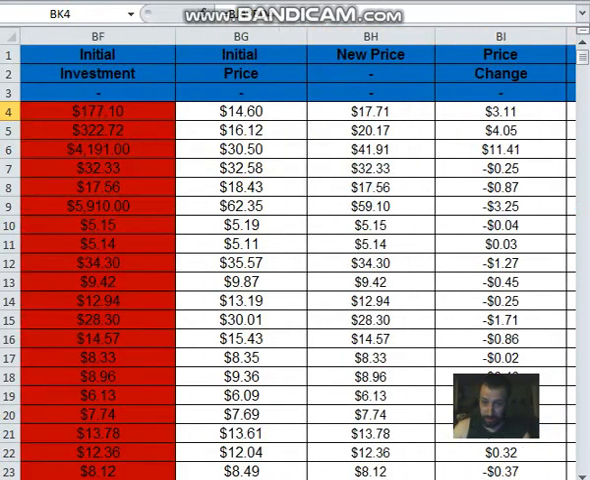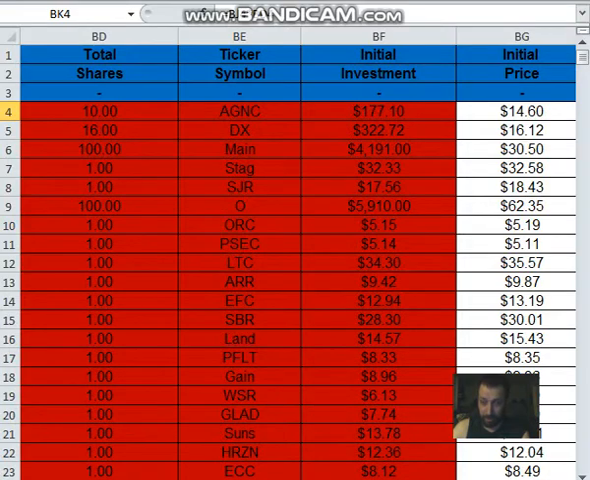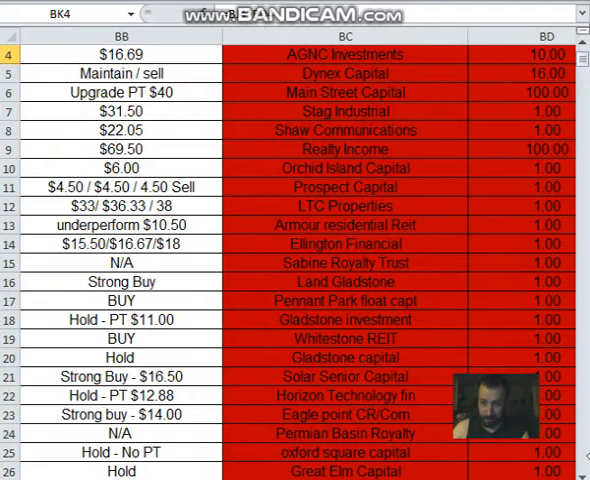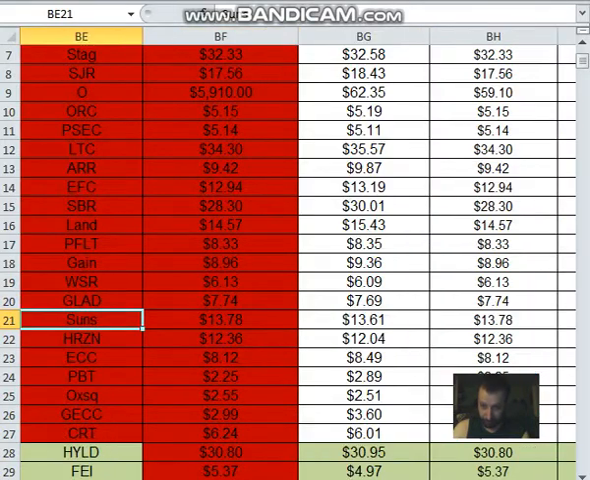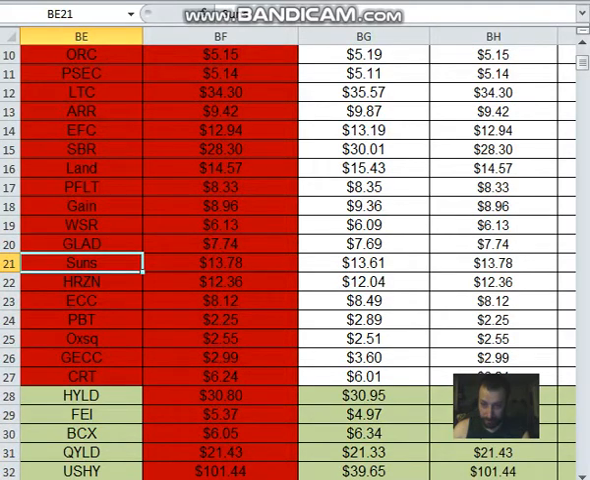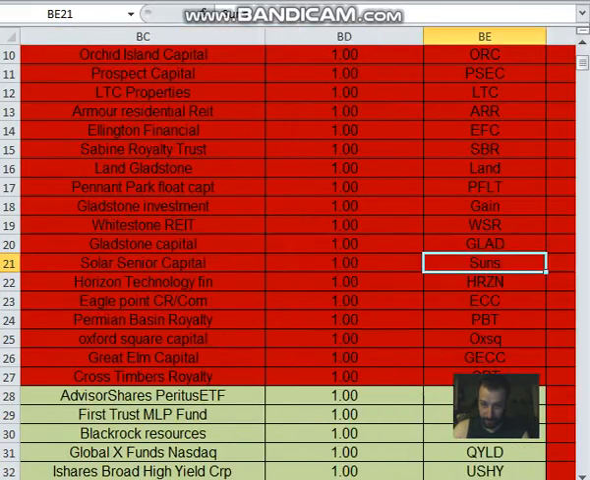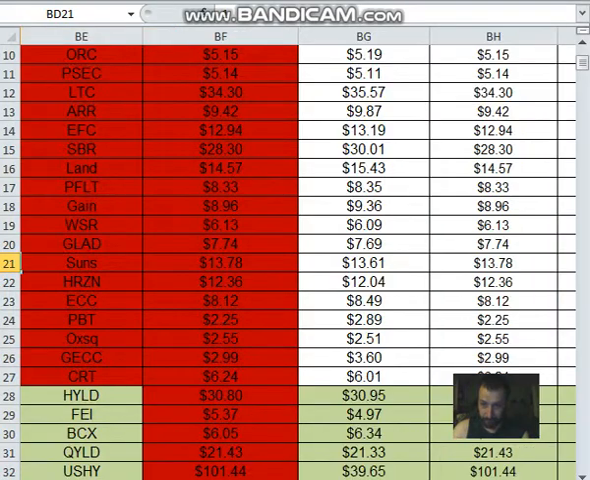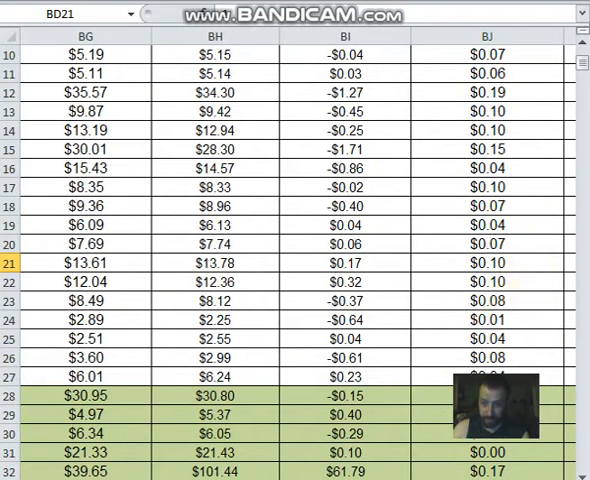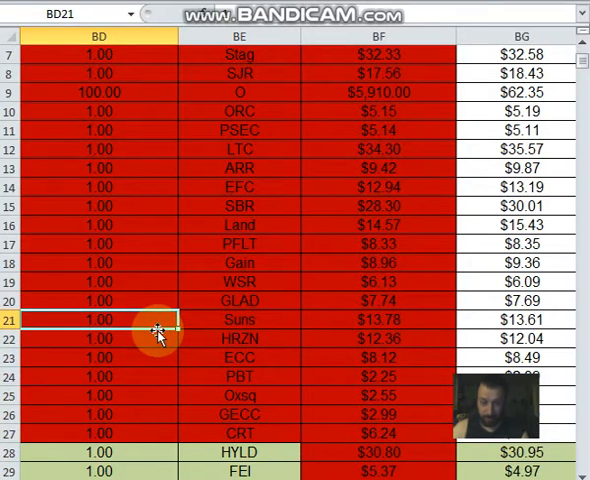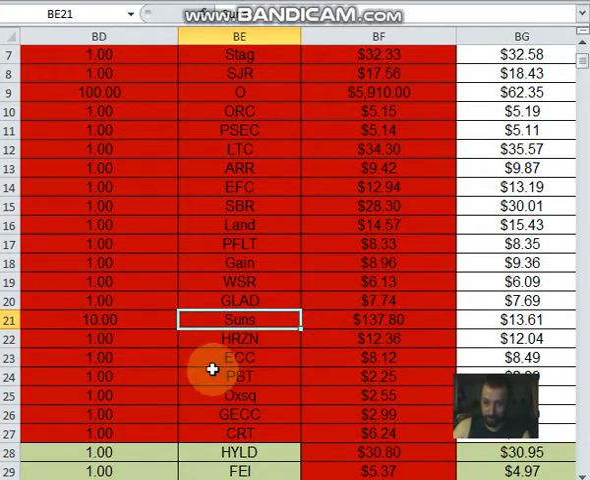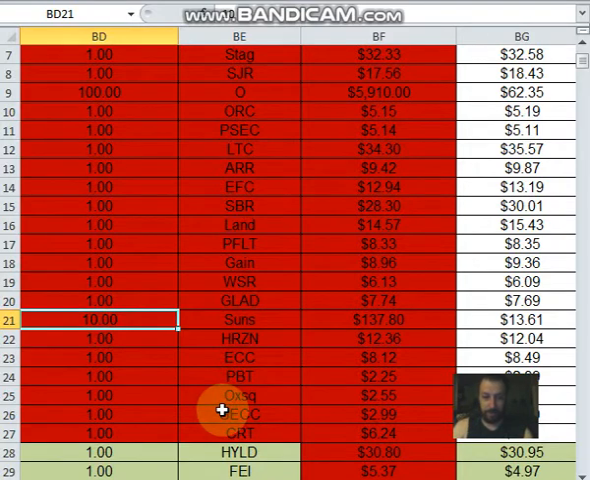So let's try to do this again with a non-updated stock. Let's try with Suns. How about that? Suns is not updated, so let's just see what we can do here. Suns' dividend is 10 cents. We'll just try to do 10 shares again. We still have a little bit left over, so let's try 15 shares. Now we got a little bit extra here, so let's do 13.